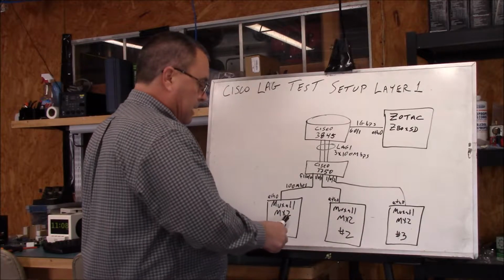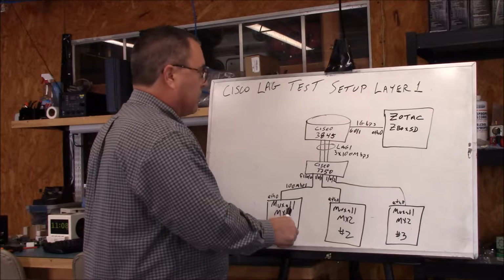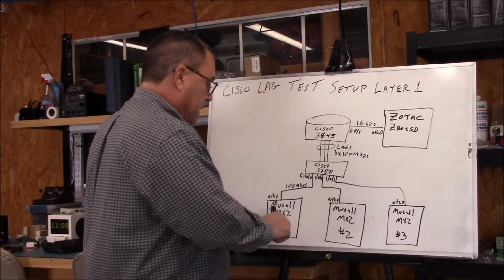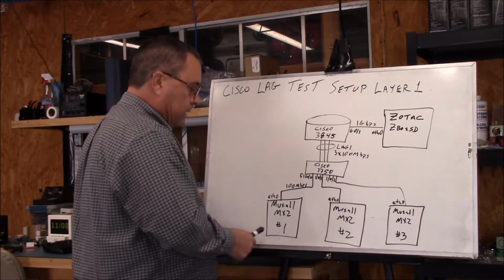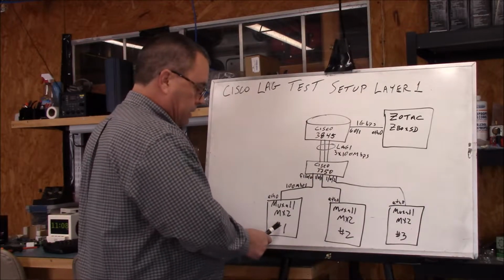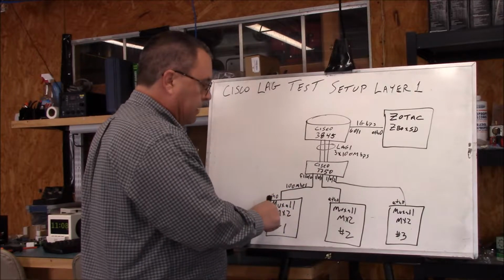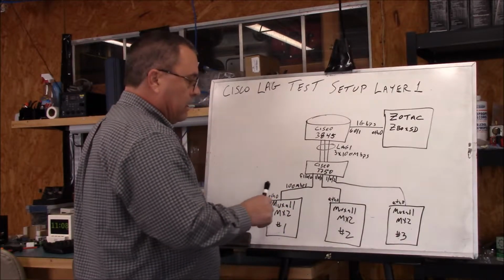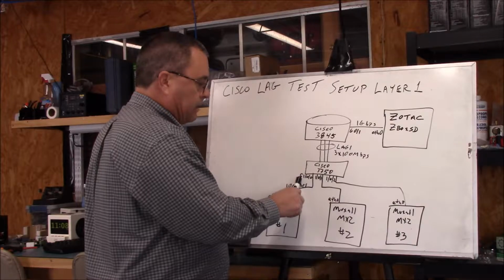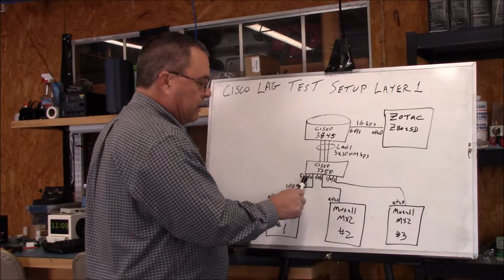This is going to be generating 100 megs of traffic using Iperf, and it's a Muxall MX2. It's running a flavor of Debian operating system. We're just going to call it number 1, and it's got a 100 meg pipe on ETH0, and it's going to be connected into the fast Ethernet port on the 3750 at 100.